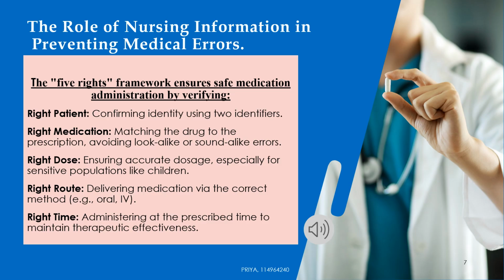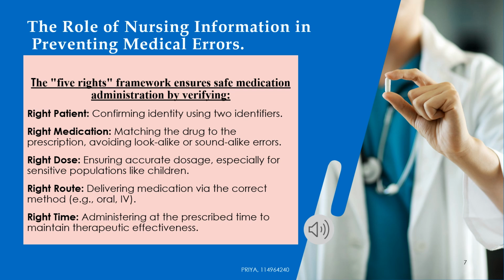So in this slide, I'm going to present the role of nursing information in preventing medical errors. So for that, we can use the 5 rights framework in critical nursing practice, that is right patient, right medication, right dose, right route, and right time. Start with the right patient. Nurses can identify the patient using two identifiers such as full name, date of birth, or medical record number. So basically, this step prevents errors such as giving medication intended for another patient.